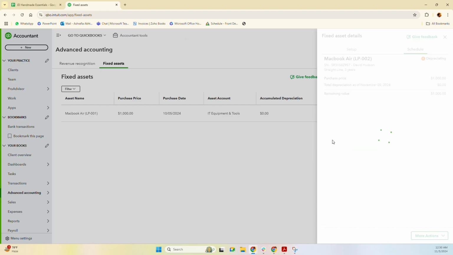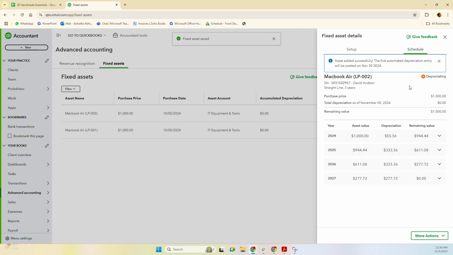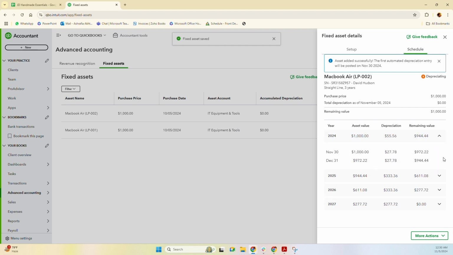If we save this, now we can see the year-wise depreciation amount and their journals. Here on November 30th, the asset value will be 1000, depreciation posted will be 27.78 USD, and the remaining value of this asset will be 972.22, and the list goes on.